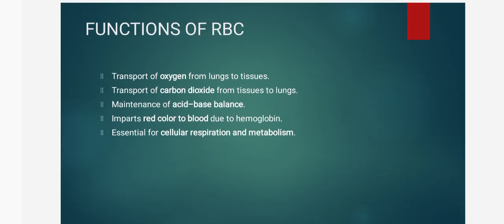Functions of RBC. The primary function of RBC is transport of respiratory gases. They transport oxygen from the lungs to all body tissues and carbon dioxide from tissues back to the lungs. This transport is done by hemoglobin, which has the ability to bind with oxygen and carbon dioxide. Red blood cells also help in maintaining acid-base balance of blood, support cellular respiration, and play an important role in energy production. A decrease in the number of RBCs or hemoglobin leads to anemia, which causes weakness and fatigue.